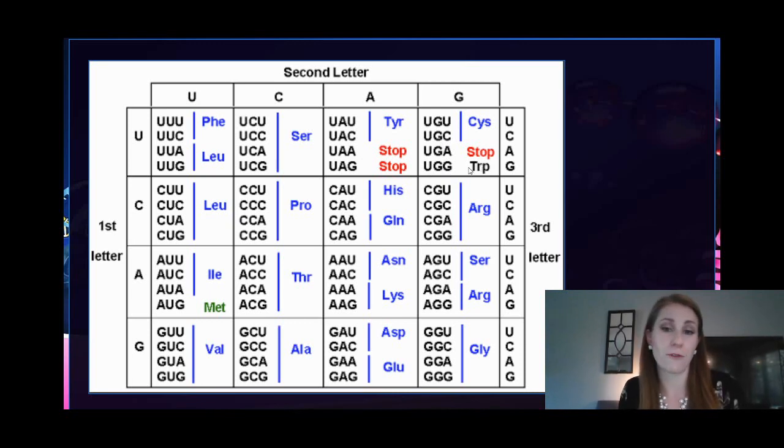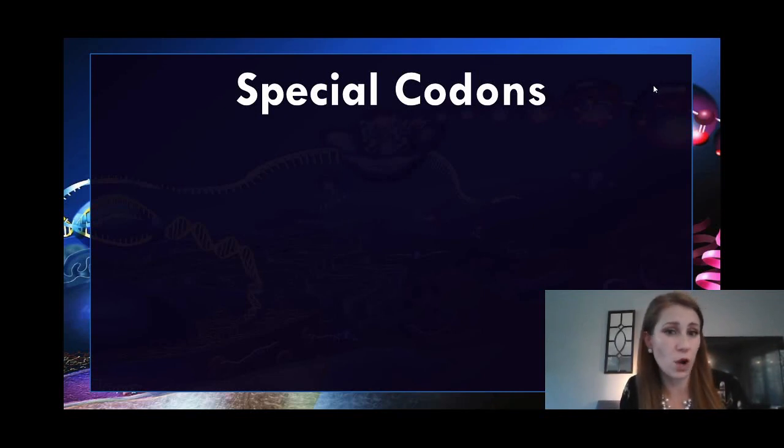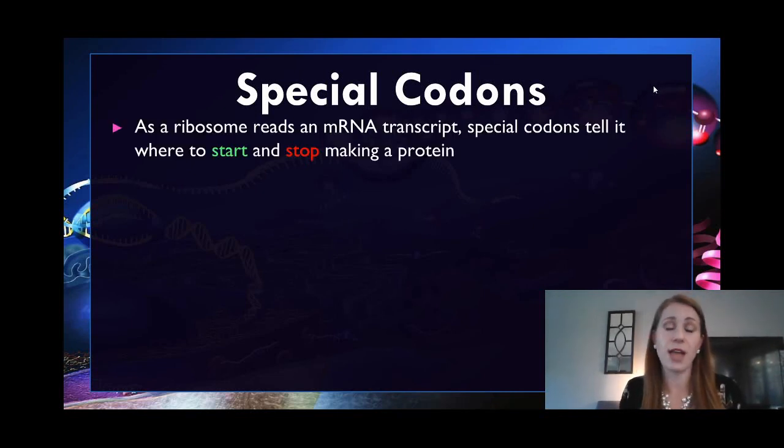They're mostly written in their first 3 letters, and everybody knows them like that. But UGG is tryptophan. We have a couple of special codons, some that we may have to memorize or some that are just really important to this process. The first thing, we have a stop and a start codon.